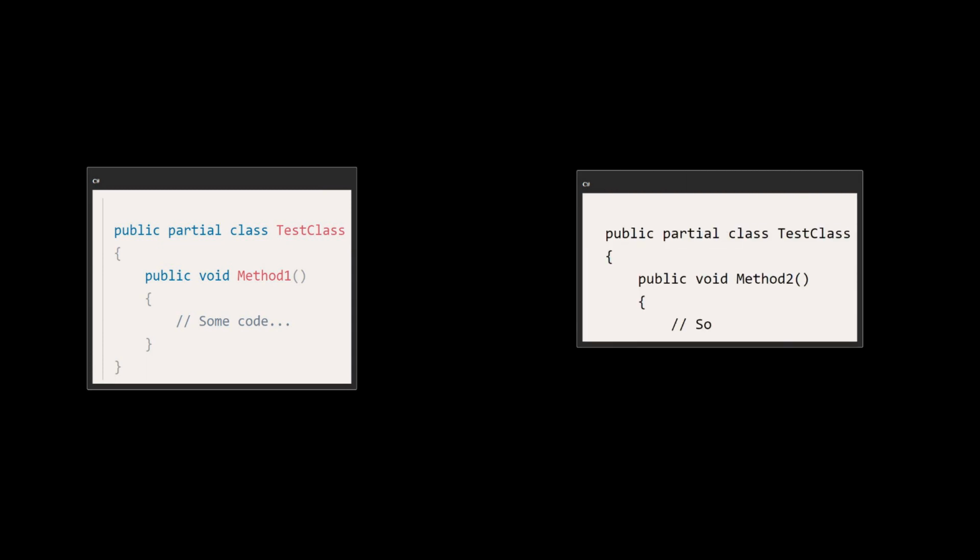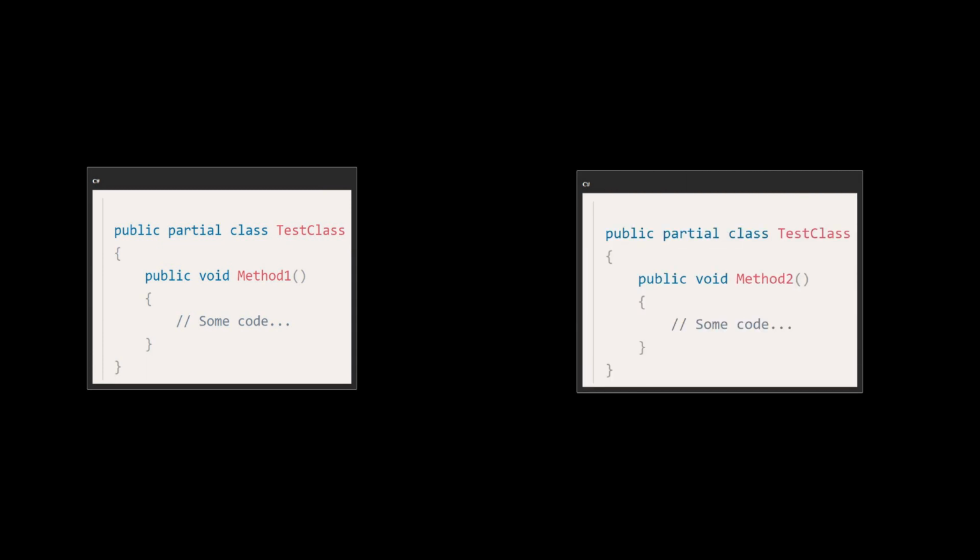In this example, both parts of the test class are declared as public, meaning they have the same accessibility level. If one of them were to be declared as internal or private, for instance, it would result in a compilation error because all parts must share the same modifiers and accessibility. The same applies to other class-level modifiers such as abstract, sealed, etc.